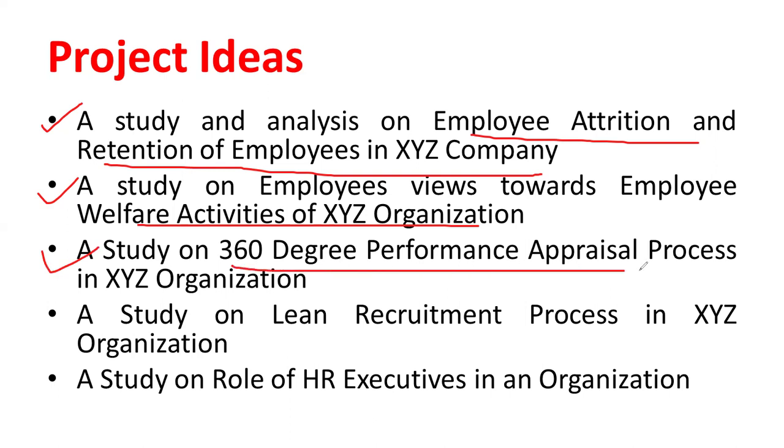Study on the 360-degree performance appraisal process in XYZ organization. First of all, you should understand what is 360-degree appraisal. What is the difference between conventional performance appraisal and 360-degree appraisal? Identify any company, and check whether they are adopting 360-degree performance appraisal or not. Then you conduct a detailed survey and detailed data collection from that company. And you can do two things: before implementing 360-degree performance appraisal and after implementing it.